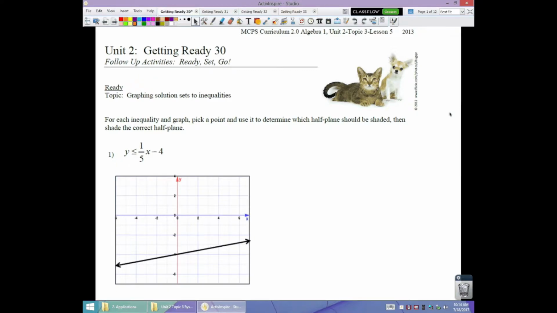All right, so here at Getting Ready 30, we're working all with inequalities. The first set of questions here already have the line graphed in the appropriate spot on the coordinate plane. All we have to do is decide whether we are going to shade above or below that line. The method that they suggest we use here is to pick a point, any point in the graph that is not on the line, to determine which half plane should be shaded.